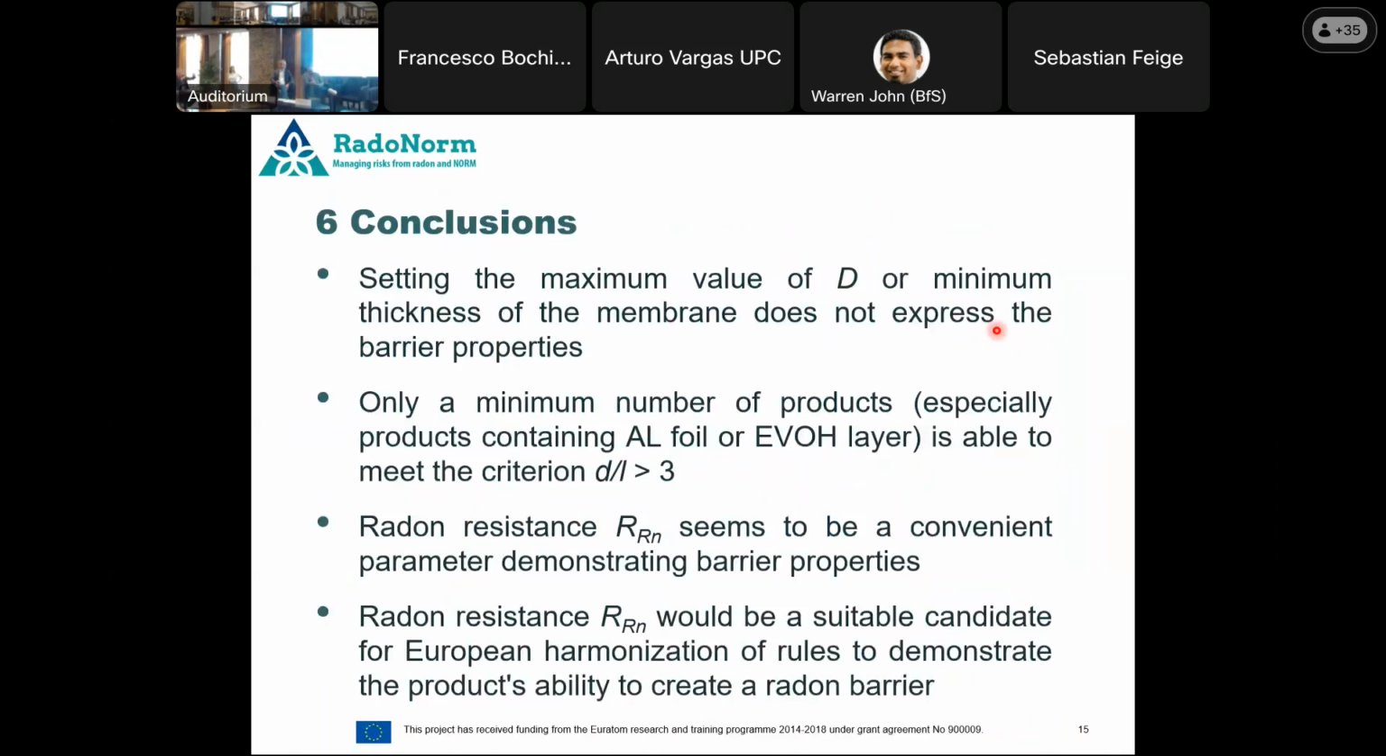Okay, so it's actually in conclusion, the bullet 2. It's only a minimum number of products that can be sufficient to meet the very strict criterion in Germany.